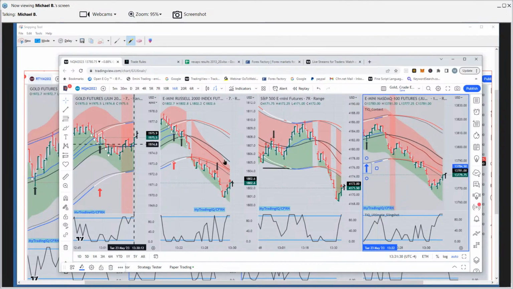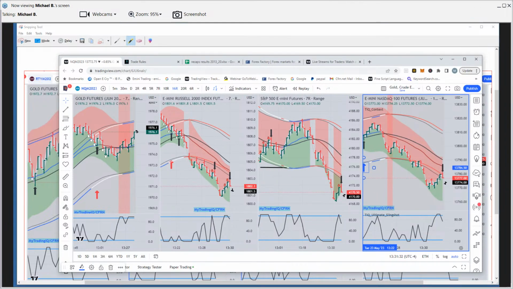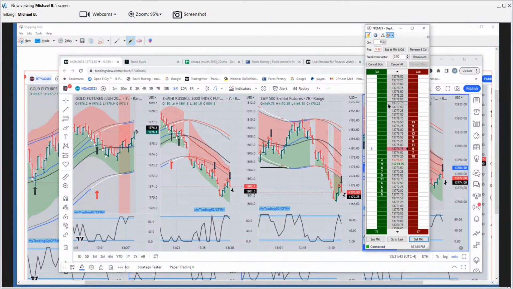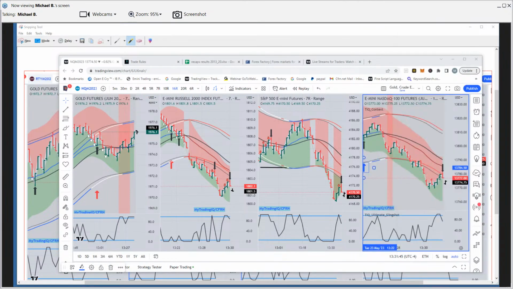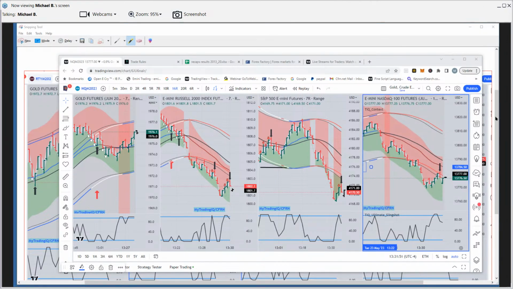You can see now that things are starting to do more trades right now. Like for instance, the NQ just had a gap down right there, and the NQ just came out of break even on that one. The ES also has a trade. The Russell had 2 trades. Gold does not trade.